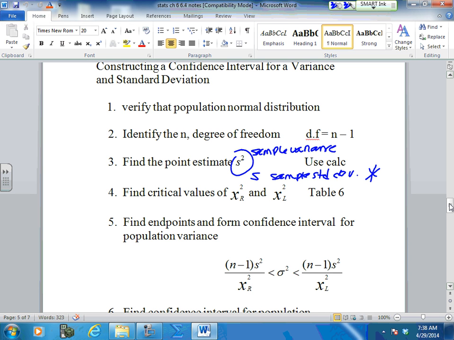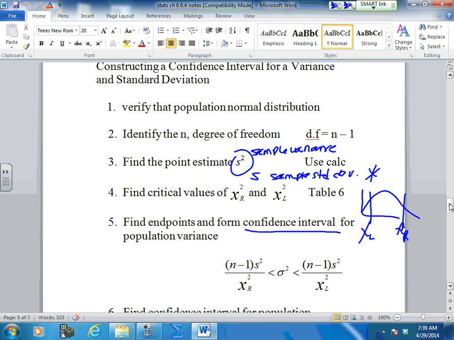Anybody else? No. We're going to find your critical values and build your confidence interval. Now, I want you to notice the right and the left. You found your right and your left when we did this. We said the left one was the smaller one, and the right one was the larger one, because that makes sense to us.